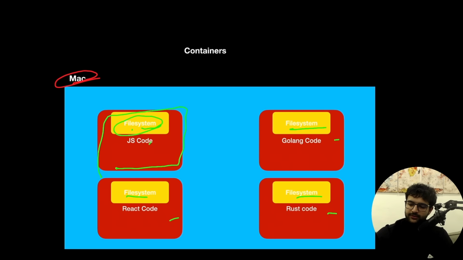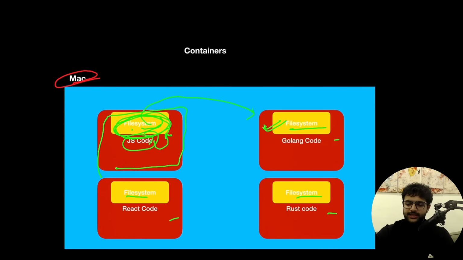Specifically the file system. If this JS code is malicious, it can only read all the file system code here. It cannot go to this other container and read the file system here. They have their own files, they have their own networks, they have their own place where you're running this code.